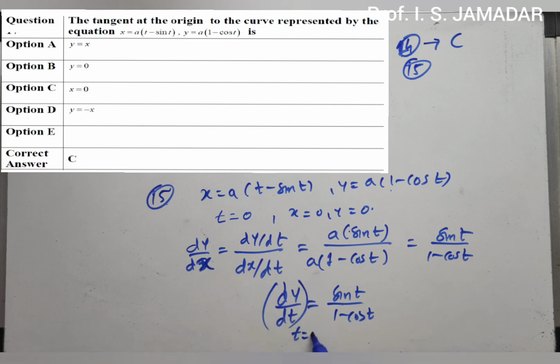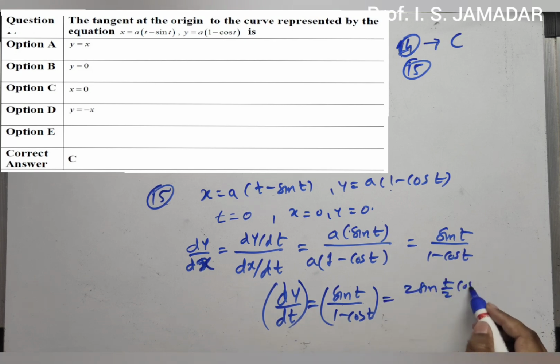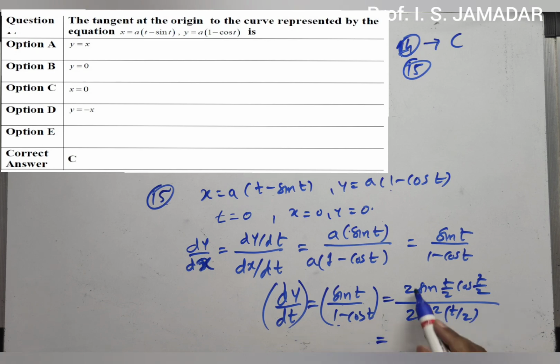Calculate this for t equal to 0. Now if you put t equal to 0, you will find that this is sin 0 upon 1 minus cos 0. Cos 0 is 1. It may go to infinity, but after converting it to the double angle, by using the trigonometric formula, sin t upon 1 minus cos t we can write as 2 sin t by 2 into cos t by 2, divided by 1 minus cos t, which we can write as 2 sin square t by 2. 2 cancels, one sin cancels, cos upon sin means cot t by 2.